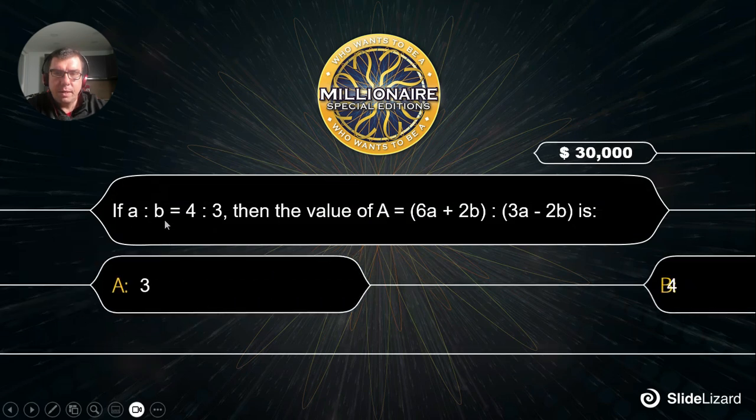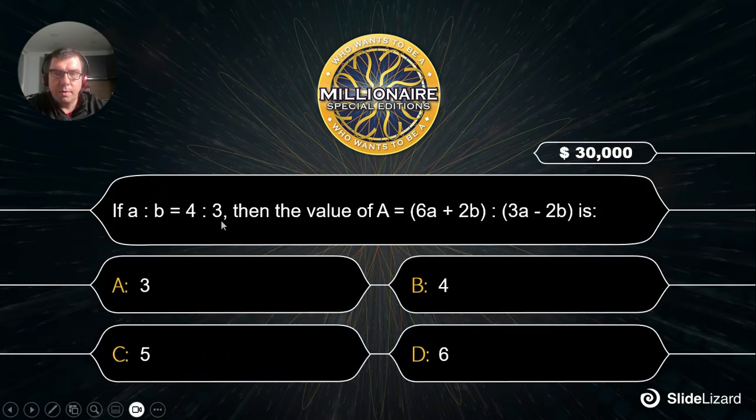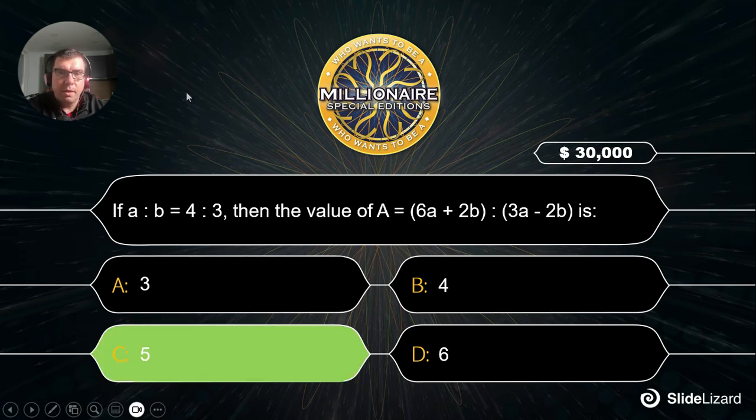If a to b relates as 4 to 3, then what is the value of the expression (6a + 2b) over (3a - 2b)? Think about it. Did you find C, 5? 5 is correct. Let's solve this one together.